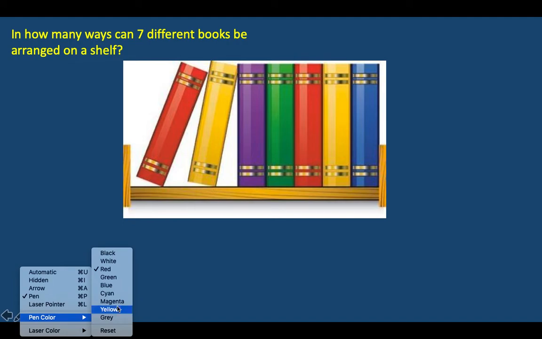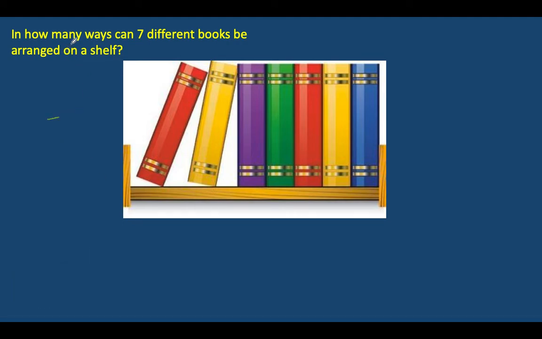Yellow maybe? Okay. And how many different ways can 7 different books be arranged on a shelf? Okay. So we have 7 books. 1, 2, 3, 4, 5, 6, 7. We have 7 different books. So let's say they're all taken off the shelf now and they're on our floor. And I have to choose which book goes into this first spot. So how many different books can I put in that first spot? Well, there's 7 books. So I put one of those books right there.